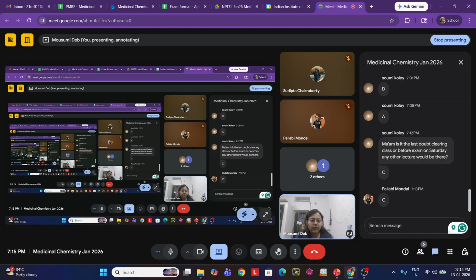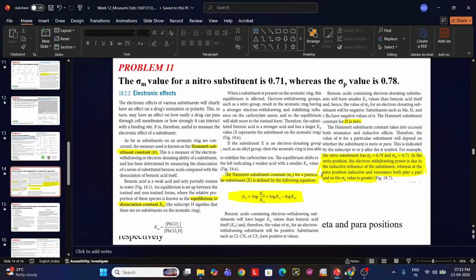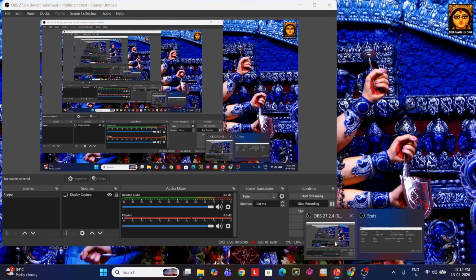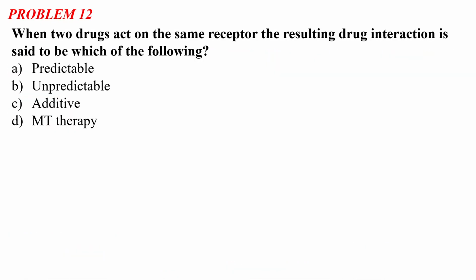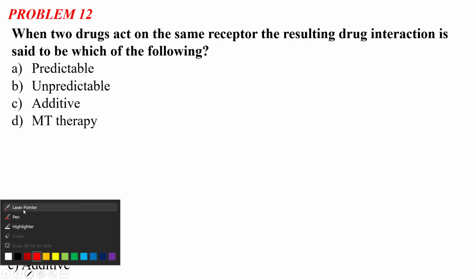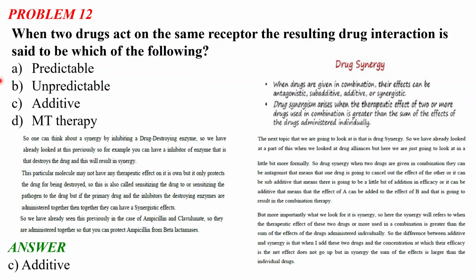Okay. So C is the answer that I have received for problem number 12. Let me check if C is the correct answer or not. So the correct answer, very good, is number C, additive is the effect. So this is also known as drug synergy.